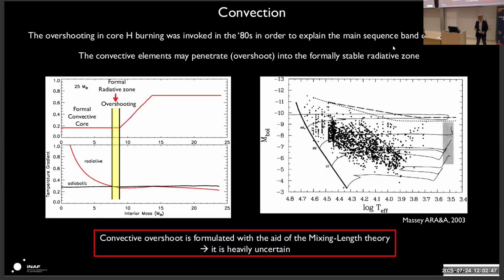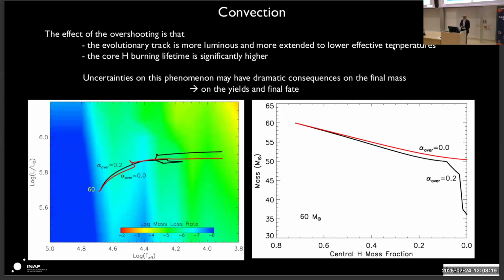Another important issue is the treatment of convective core overshooting during the core hydrogen burning. This was initially invoked in the 80s to explain the main sequence band observed in association with massive stars. And the reason is that we expect that convective elements penetrate, because of inertia, into the radiative layers. But again, we don't have any theory to treat this. But convective core overshooting in core hydrogen burning has a strong impact on the evolution of the star.